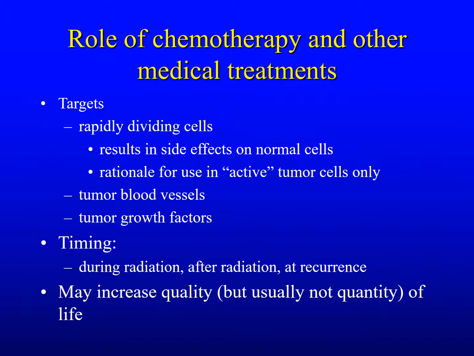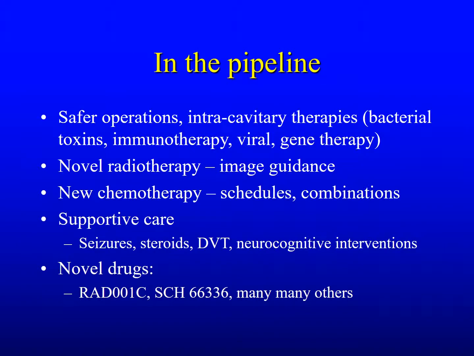We have chemotherapy and other medical treatments which target rapidly dividing cells, which would result in increased survival for the patients. We usually do it during radiation and after radiation, and it may increase the quality, but usually not the quantity, of life. And of course, in the pipeline, we have safer operations, novel radiation therapy, and new chemotherapy drugs always being developed, a lot of supportive care, and of course, a lot of clinical drugs.